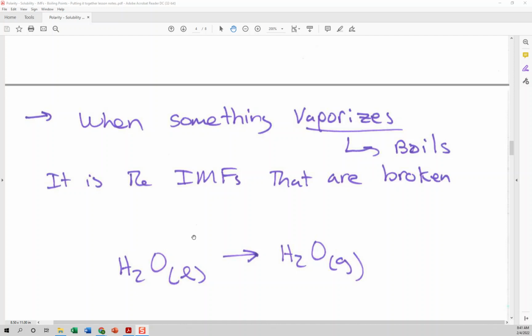So if you have to break intermolecular forces in order to vaporize a compound, what would determine how fast the particles have to move? What we're really saying is, why would something have a high boiling point? Why would the molecules have to move really fast to overcome their intermolecular forces? Well, it must mean they have strong IMFs. So boiling point is completely dependent on the strength of IMFs.